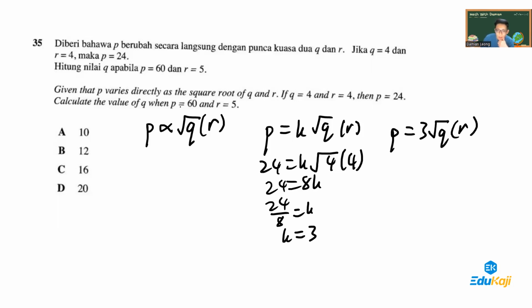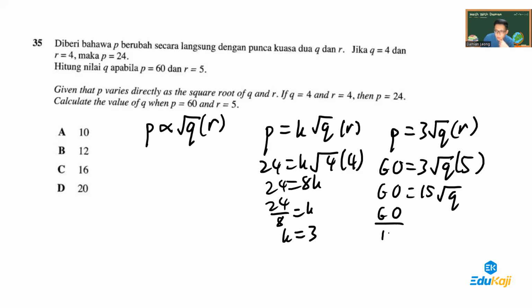So then I want to find Q when P is 60, R is 5. So 60 equals 3 times square root of Q times 5. So 60 is 15 square root of Q. 60 divided by 15 is square root of Q. 60 divided by 15 is 4. Square root's opposite is square. Q is 16. Answer C.